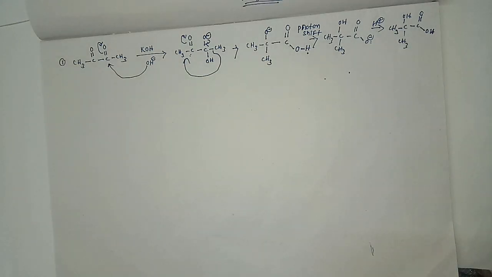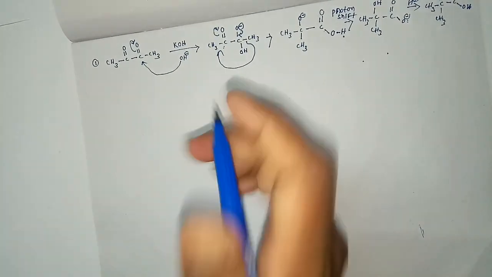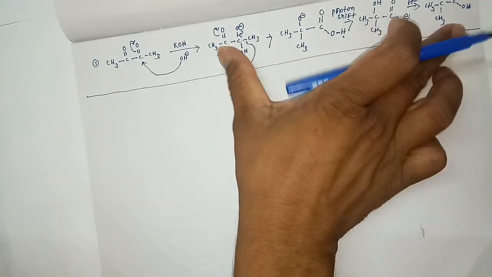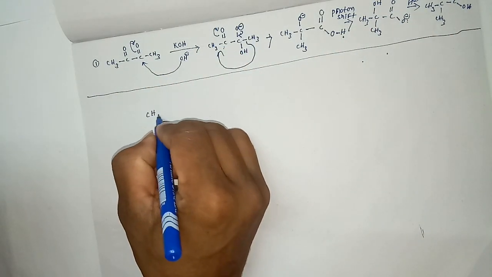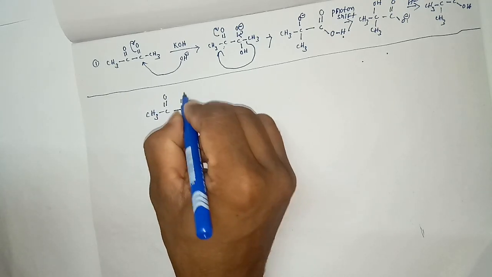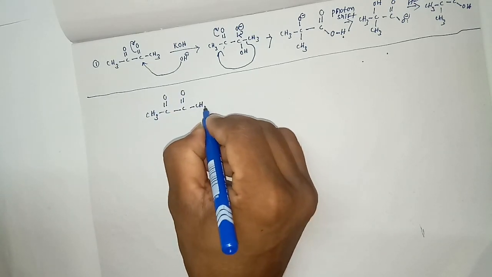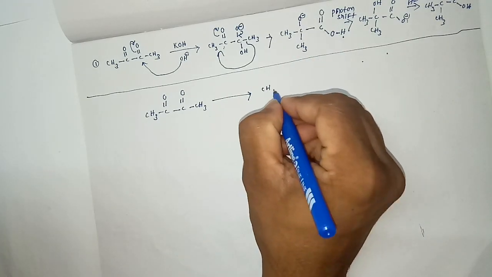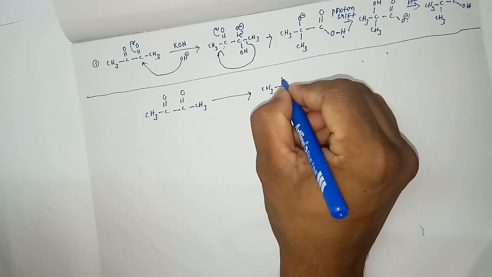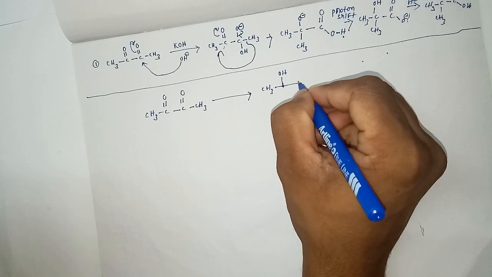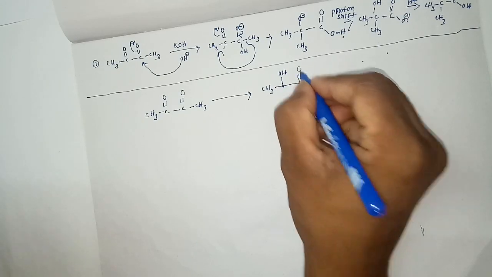Okay, so what is the conclusion? Let's see, in this case CH3, C double bond O, C double bond O, CH3 is converted into benzylic acid, meaning CH3, C, OH, C double bond O, OH, and this is the CH3 group.